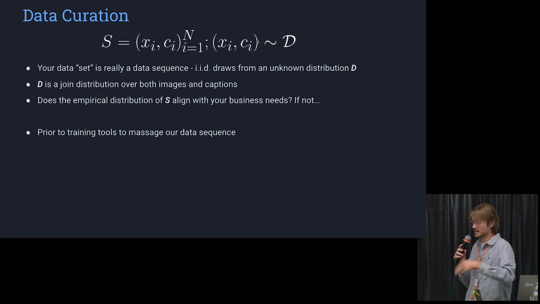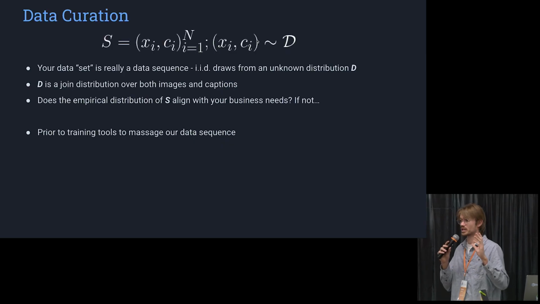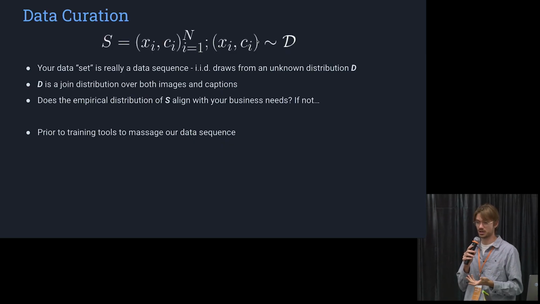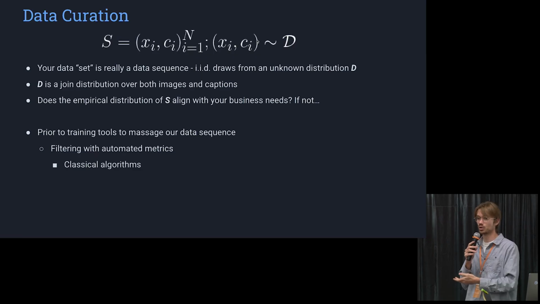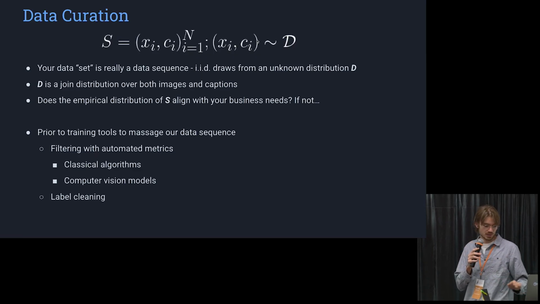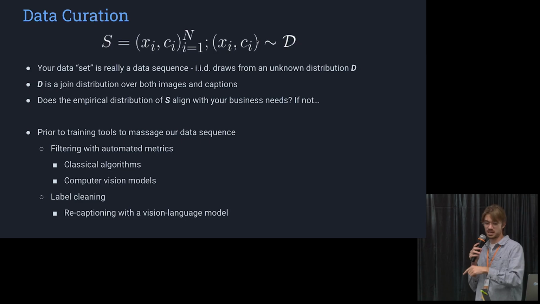And if that's not the case, then luckily we've got a lot of training tools to massage this data sequence. And that's what I'm going to be talking about with data curation. So two main areas of focus. One is filtering with automated metrics. These can be classical vision algorithms, but they can also be computer vision models. And another really essential piece, because c_i, that's our caption, is label cleaning. In the image-text context, that means typically recaptioning or updating captions with a vision language model.